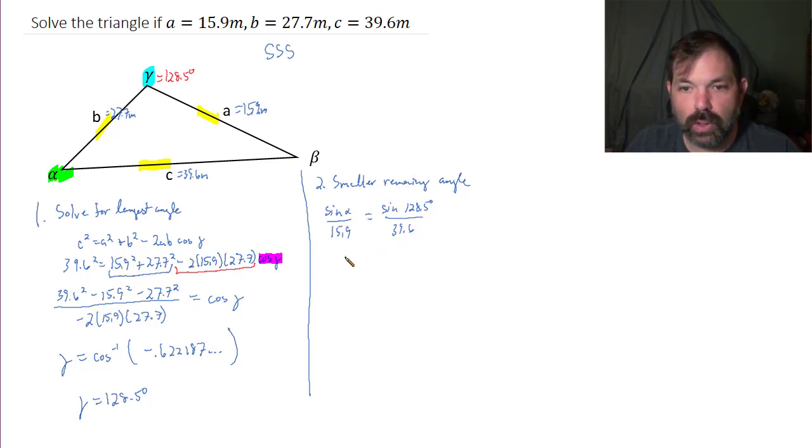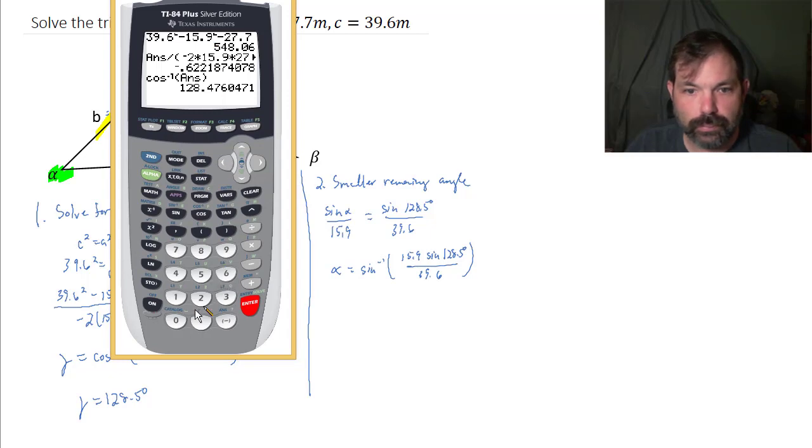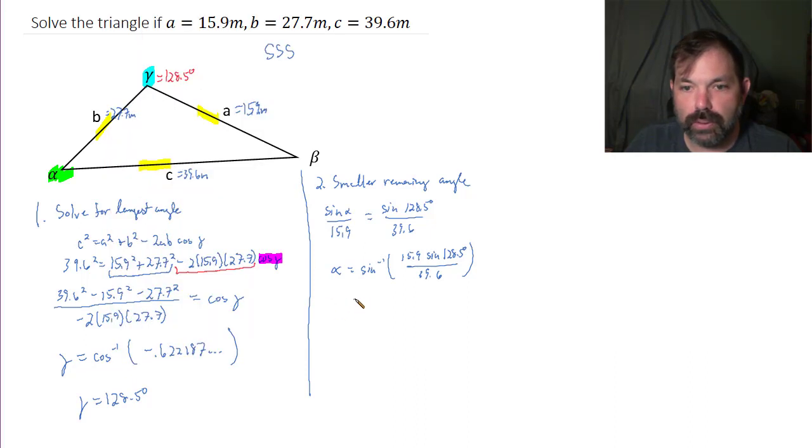So then we go through our algebra and inverse trig function. Alpha would then be the sine inverse of 15.9 sine 128.5 degrees over 39.6. And we'll calculate that. Second, sine brings up the sine inverse. 15.9 sine 128.5 degrees. Close off the sine. Divide that by the 39.6. Close off the inverse sine function. Hit enter. 18.3 degrees.